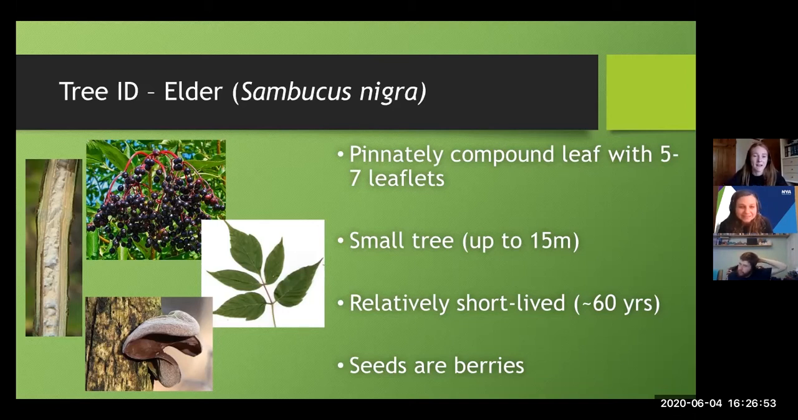And then this thing, which I had up before, is called the jelly ear fungus, and it only grows on elder. So if you see that, then you know that it's elder. They do look like little ears. I think that one's dead. They're usually a bit more pinky. But yeah, they look like little ears and they're quite squishy.